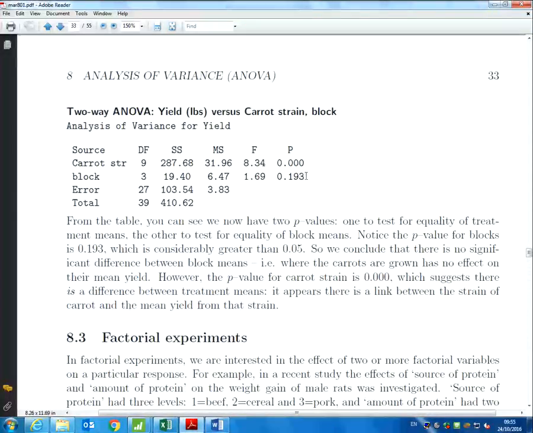What about the 4 different fields? Known as 4 different blocks. What's the p-value? 0.193. So what's the conclusion? Is there a significant difference between the 4 different fields? No. So it's as simple as that. Whether it be one-way ANOVA, that's one factor, or two-way ANOVA, that's 2 factors, it's simply a continuation of the t-tests.